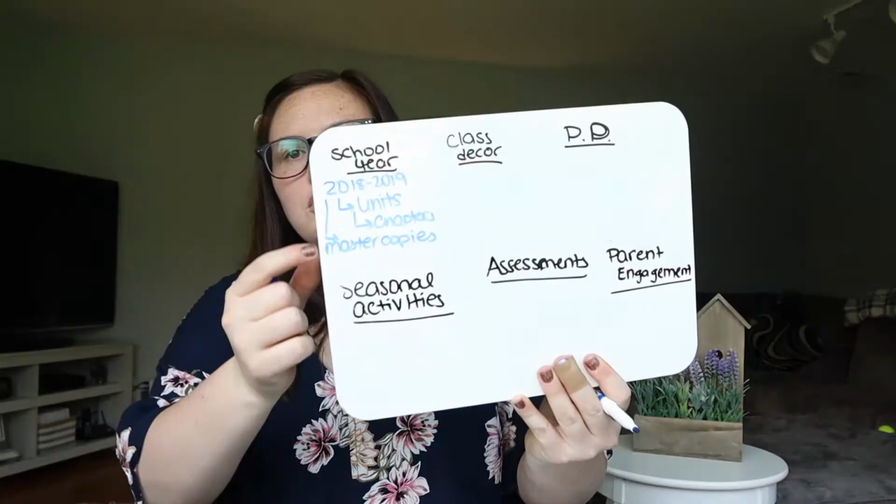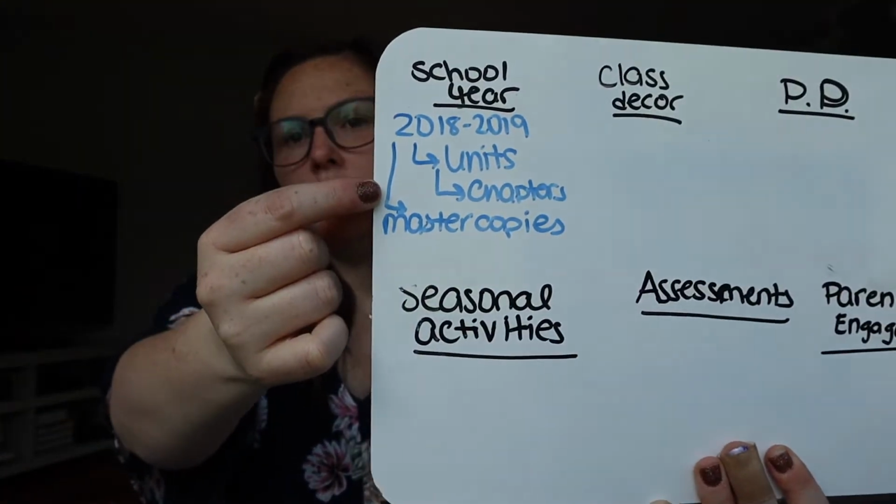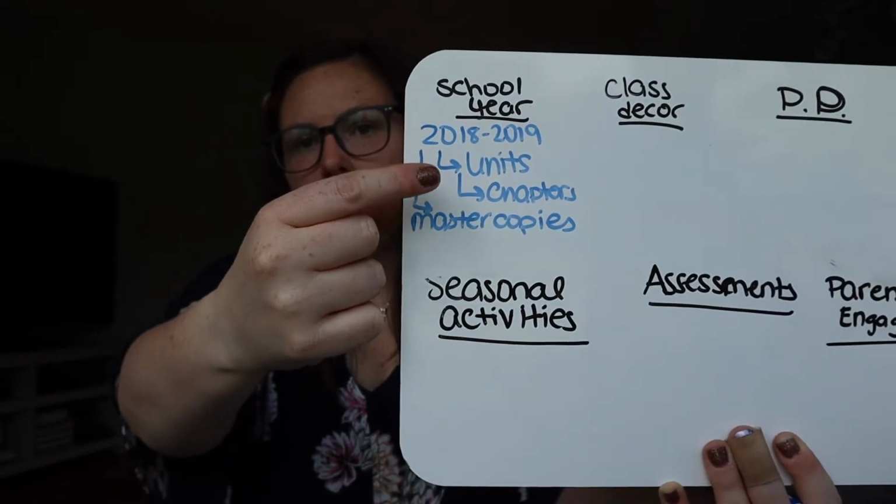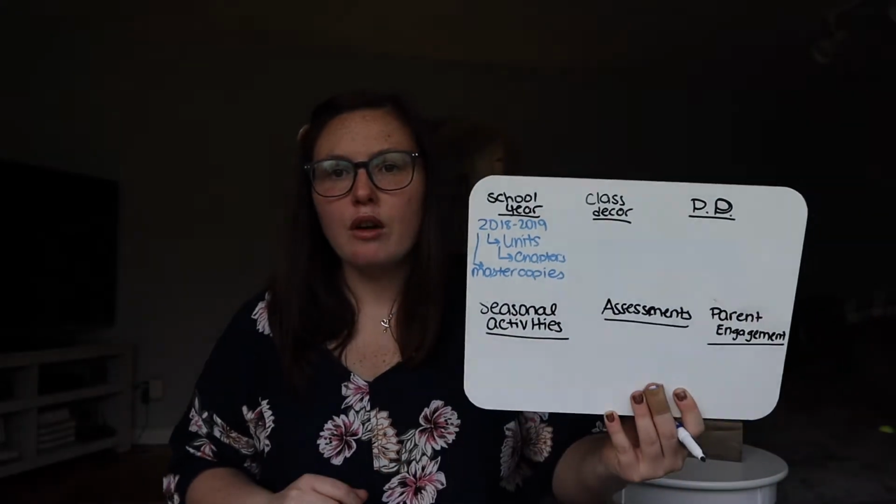So you can see I'm kind of starting to branch off. So from my school year, I have the school year in there. And then I have the units, the chapters, and then any master copies of student rosters, things like that. Exit ticket data, any type of data just from that year, I put there.